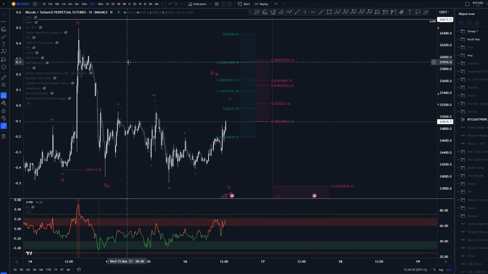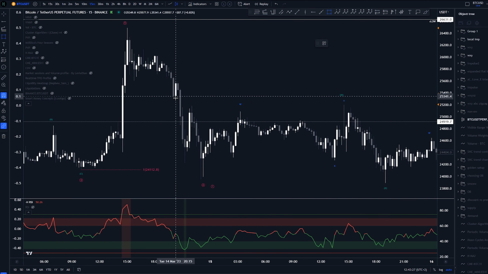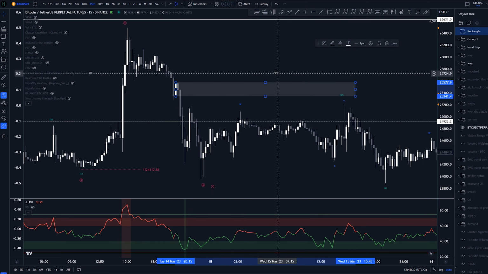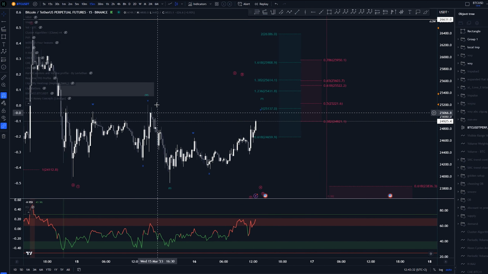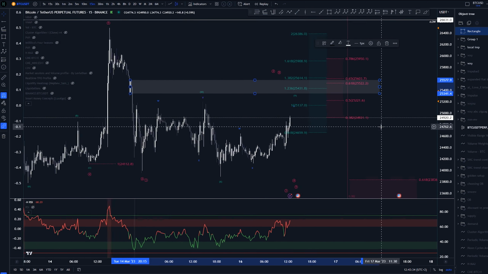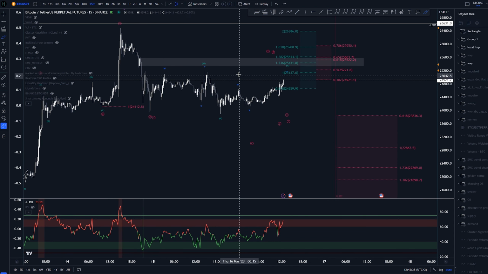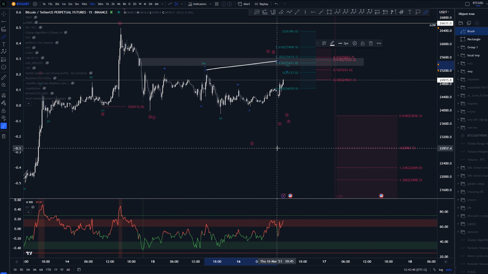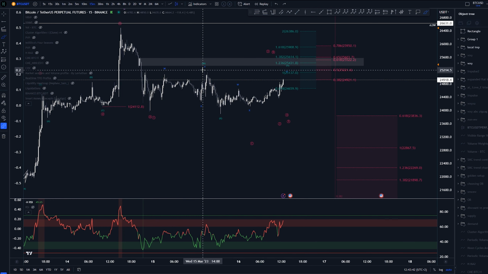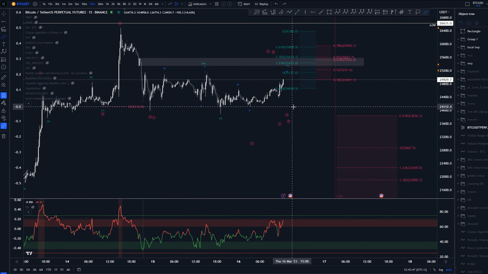There sure are some order blocks in here that could be holding us down, and we do have the 618 here and some of the extension targets here. But at that point again, we would not have that divergence going on here anymore if we go beyond these highs here around the 25.22. But we'll see how that turns out.